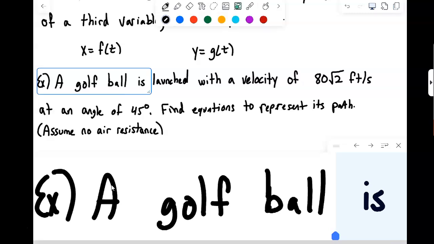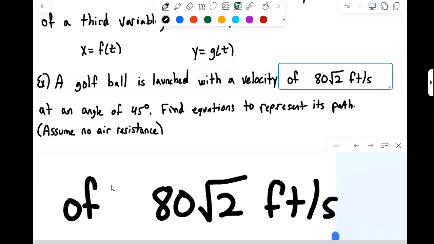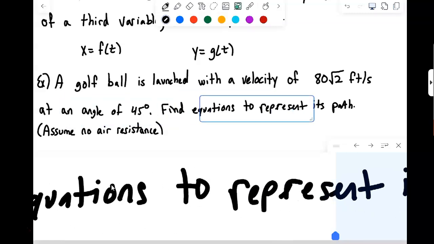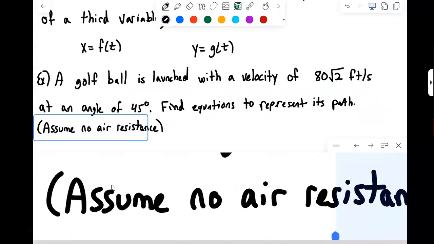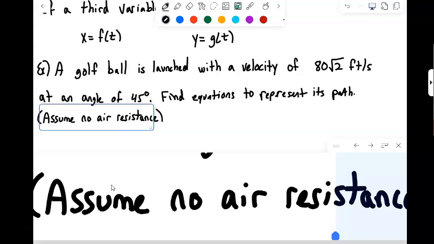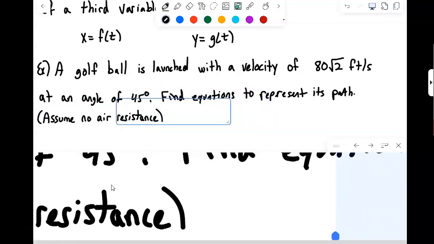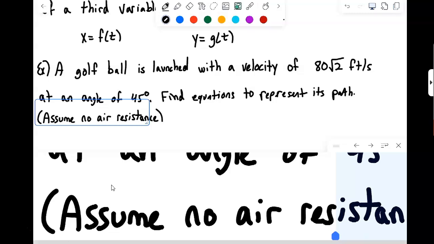So a golf ball, in this example here, is launched with a velocity of 80 square root of 2 feet per second at a 45-degree angle. We want to find equations to represent its path, and we're going to assume no air resistance, which really isn't the reality. There is going to be some effect by air resistance, but that overcomplicates things, so we're going to do it without air resistance.